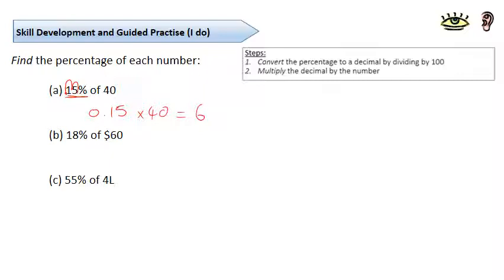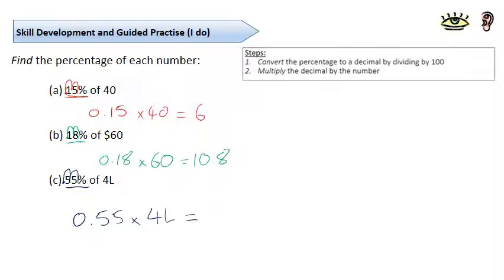Same with the next one down. Got 18%, make that into a decimal. 2 jumps, so that's 0.18 times 60, 10.8. Okay, and last up, 55%, turn it to a decimal. 2 jumps because we're dividing by 100, which has 2 zeros. 0.55 times 4 liters equals 2.2 liters. And I should have put dollars in here as well.